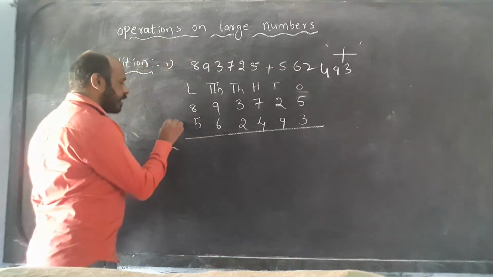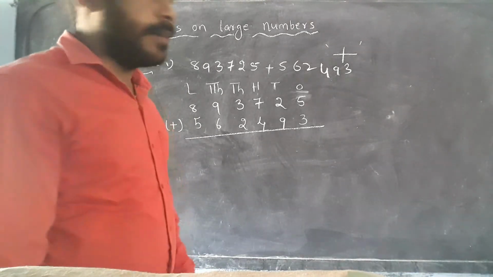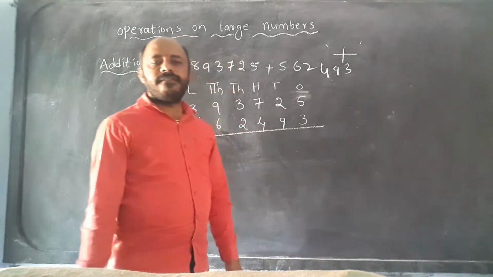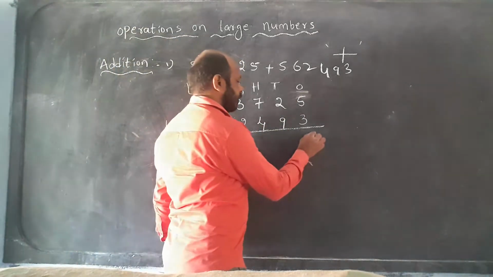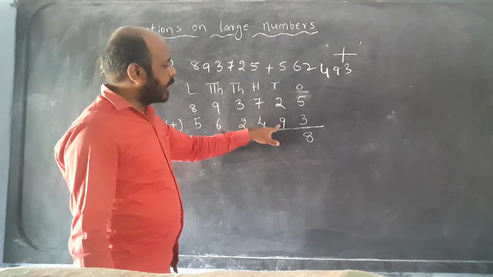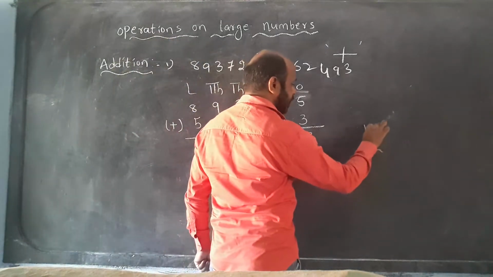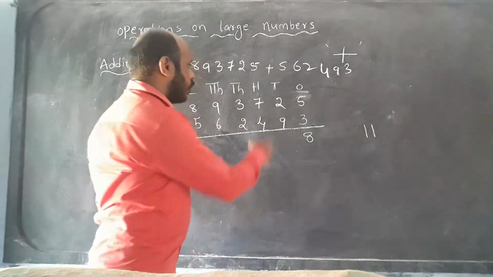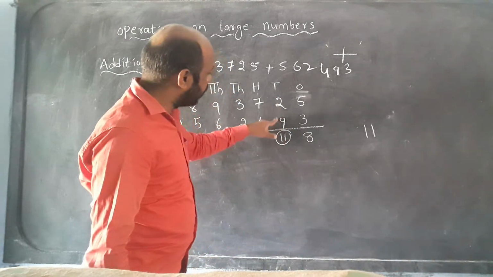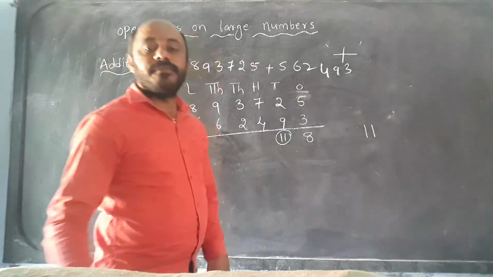Which symbol are we operating? The addition symbol. How to add the numbers? First take 5 plus 3, which is 8. The next one, 9 plus 2, is 11. 11 is a two-digit number. Don't write both digits in the tens place, because only one digit can go in each place value. We always write only one digit in a place value.